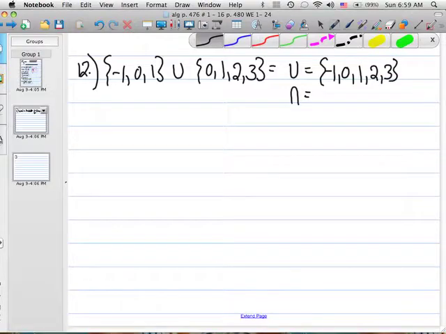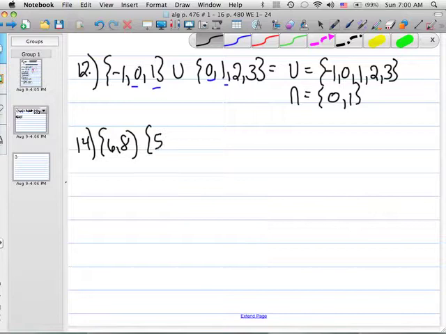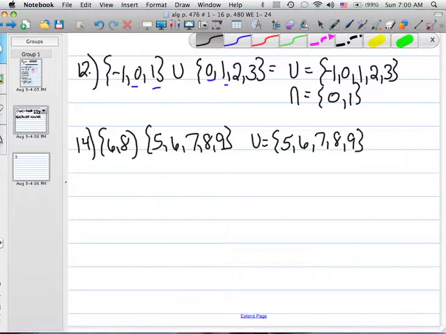The intersection is what they share. And if we look at it, they share 0 and 1. So the intersection would be 0, 1. Problem number 14, the sets are 6 and 8, and 5, 6, 7, 8, and 9. The union of those two sets is putting them together in numerical order, which would give you 5, 6, 7, 8, and 9. And the intersection would be what they share. And we can see they both have a 6 and they both have an 8. So the intersection is 6 and 8.